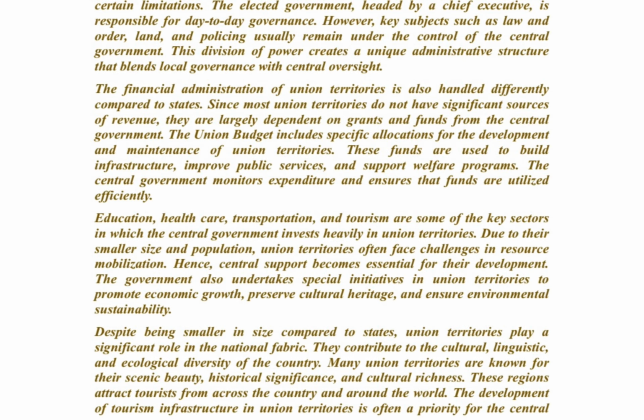The financial administration of union territories is also handled differently compared to states. Since most union territories do not have significant sources of revenue, they are largely dependent on grants and funds from the central government. The union budget includes specific allocations for the development and maintenance of union territories. These funds are used to build infrastructure, improve public services, and support welfare programs. The central government monitors expenditure and ensures that funds are utilized efficiently.